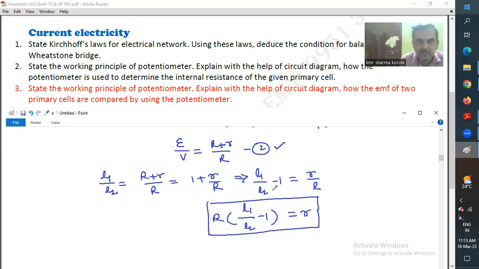So you can also expect a numerical after you complete the answers of these two questions for 2 marks. That is already explained in the previous videos.